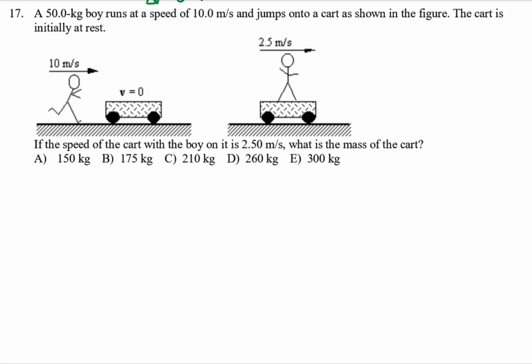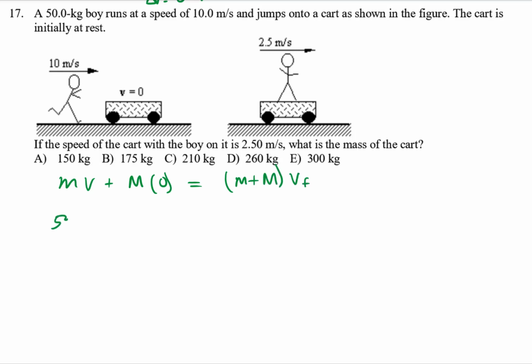All right, and then for this last one, we have a boy running onto a cart as shown. It's initially at rest. This is a basic conservation of momentum thing where we're going to find an unknown. Our unknown in this case is going to be the mass of the cart. So, doing our conservation of momentum, beforehand I have the mass of the boy times his velocity plus the mass of the cart times 0 is equal to, since they stick together, the mass of the boy plus the mass of the cart times the final velocity.